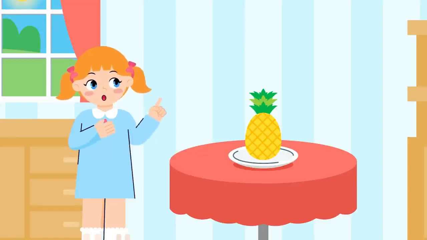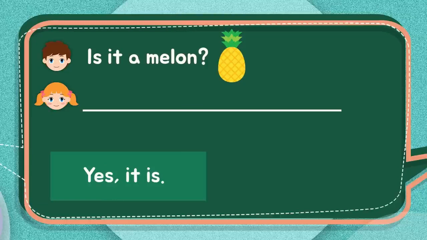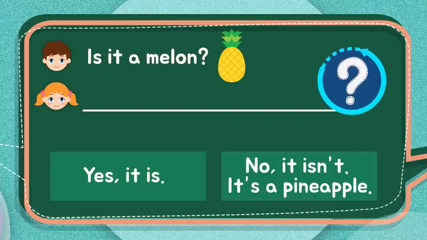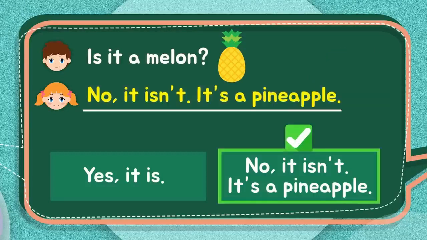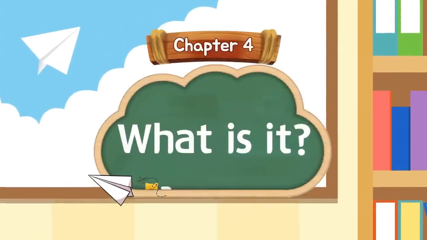What does Anne say? Is it a melon? Yes, it is. No, it isn't. It's a pineapple. What is it?